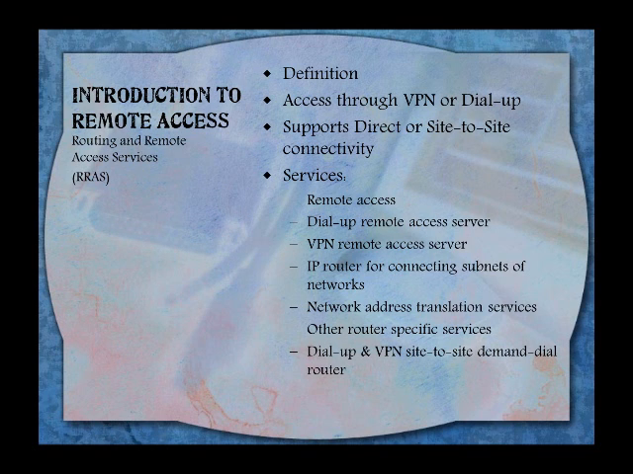In our introduction to remote access, the definition of the Routing and Remote Access Service is that it's a suite of network services that allow a server to act like a router. You can get access through VPNs or dial-up. It supports direct or site-to-site connectivity, and the services that it provides are remote access, dial-up remote access server, VPN remote access server, IP router for connecting subnets of networks, network address translation services, and some other router-specific services. Also, dial-up and VPN site-to-site demand-dial router.